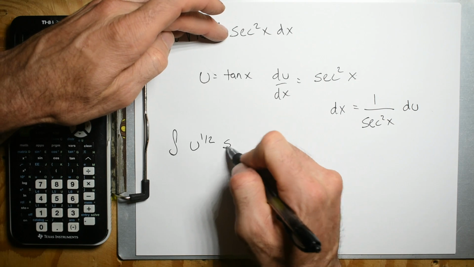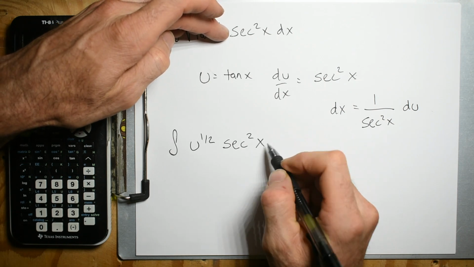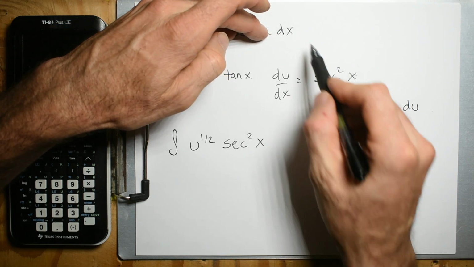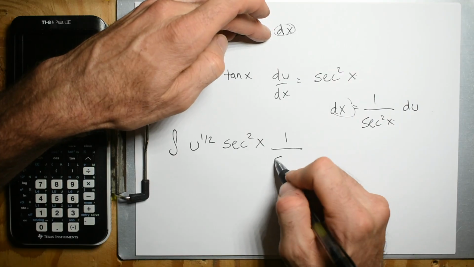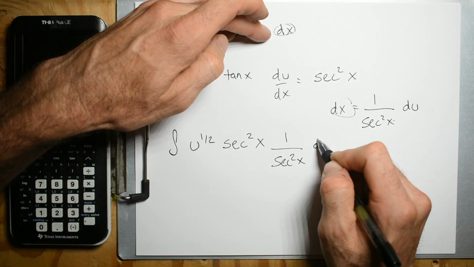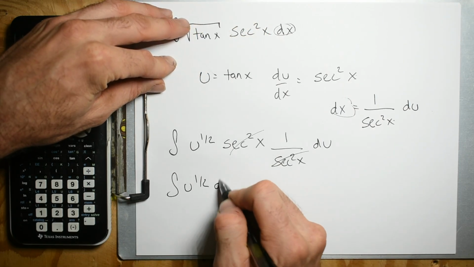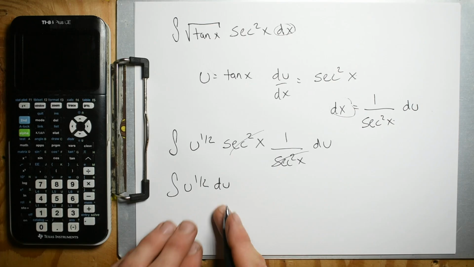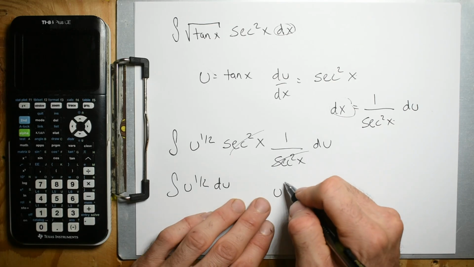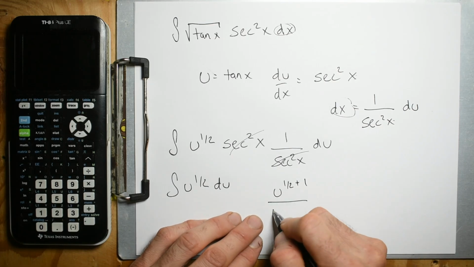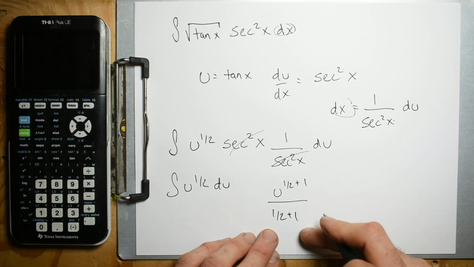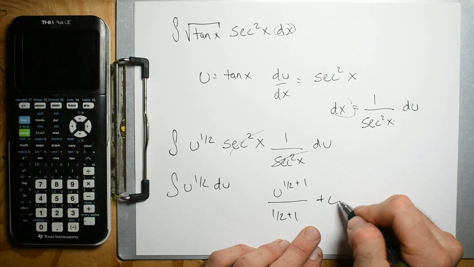Cool. We still have this secant squared x, but we're going to sub this dx, and we're going to have 1 divided by secant squared x du. So that's where those cancel, and we're left with this, which we can take the integral of. It's just the power goes up by 1, and then 1/2 plus 1. That's the power rule of integration, plus a constant.